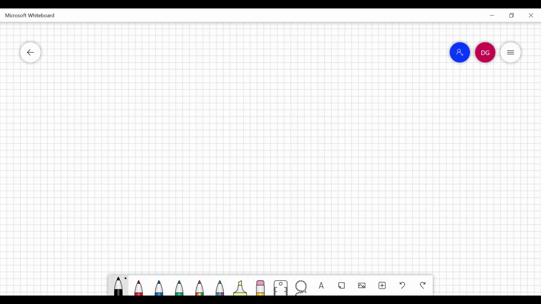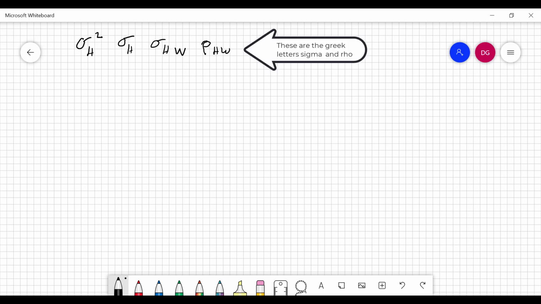Let's review variance and standard deviation. We're going to look at the variance of height, we're going to look at the standard deviation of height, we're going to look at the covariance of height and weight, and then we're going to look at the correlation of height and weight.